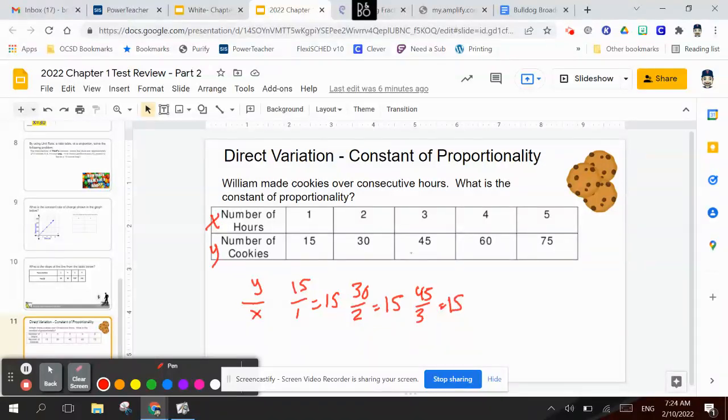Notice that the constant of proportionality is 15, because they're each multiplying by 15. 1 times 15 is 15, 2 times 15 is 30, 3 times 15 is 45, 4 times 15 is 60, and 5 times 15 is 75.